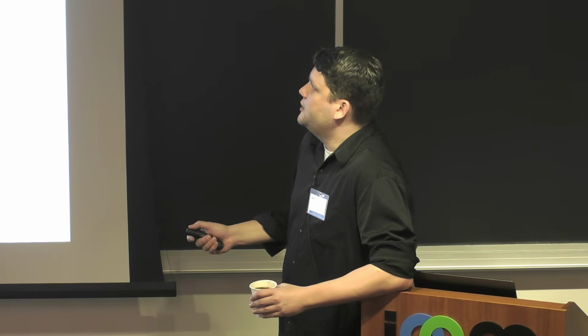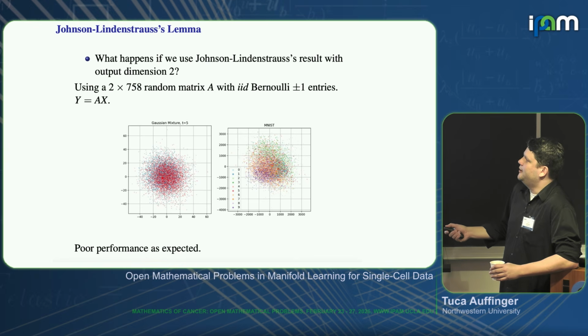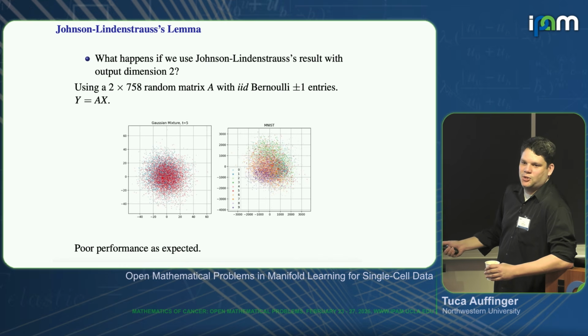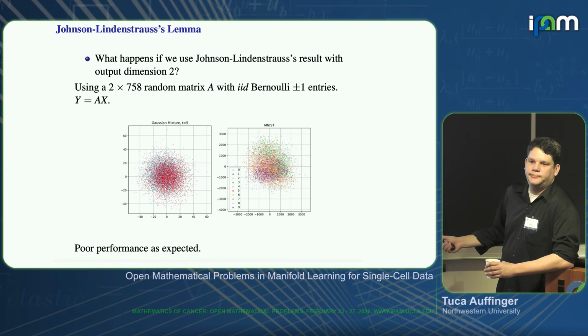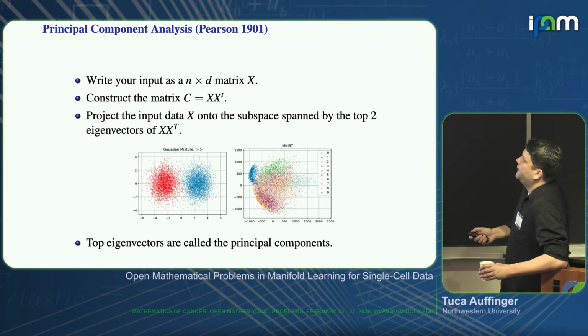For instance, just to show an example, if you try to do Johnson-Lindenstrauss, using the map that I showed you, just a random matrix, this is evidence of how poor the performance is. On the left is your mixture. You should have 2 clusters. On your right you should have 10 clusters. It's just a blob. This is just to show you an example.